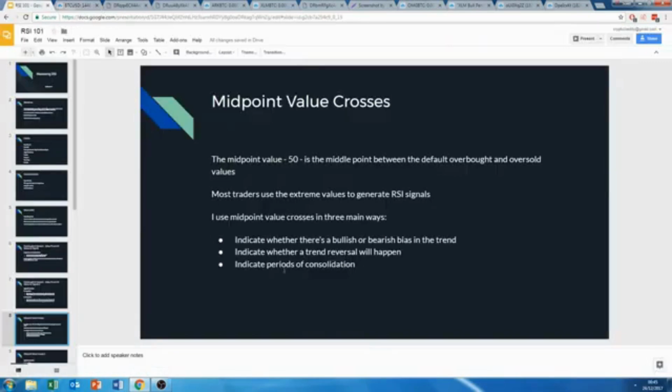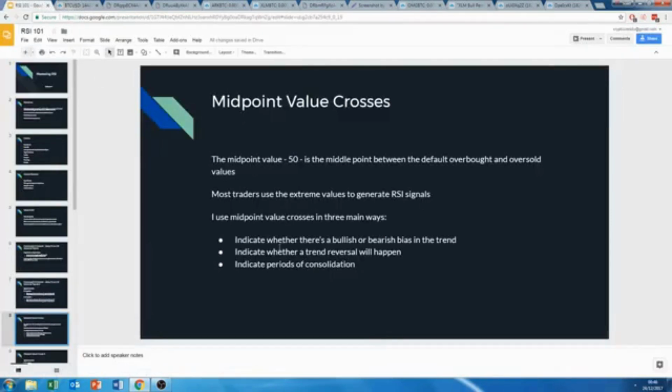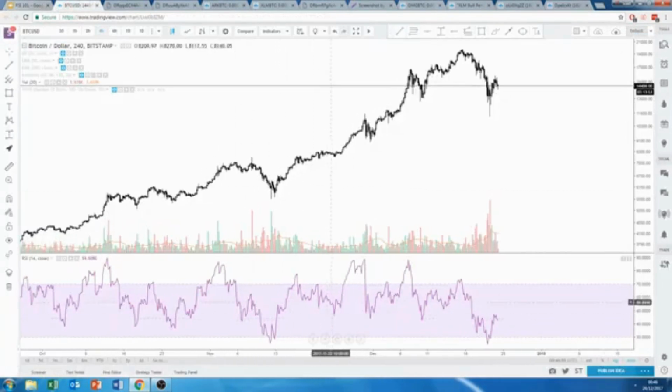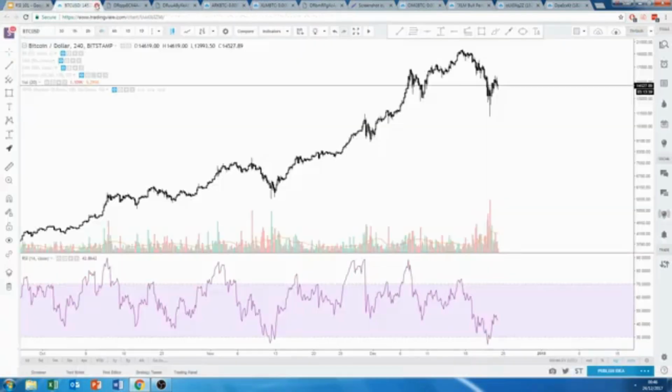So to recap, we can identify periods of consolidation where the 50 line isn't really doing much and price is cutting through it. We can identify trend reversals by using the 50 zone as a dynamic support and resistance zone, and indicate whether there's a bullish or bearish bias on the trend by looking at how much of the RSI action is above or below 50. Above means the bulls are in control, there's a strong bullish bias. Below is the opposite. Hopefully that makes sense.